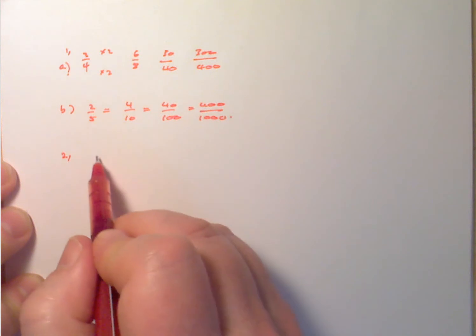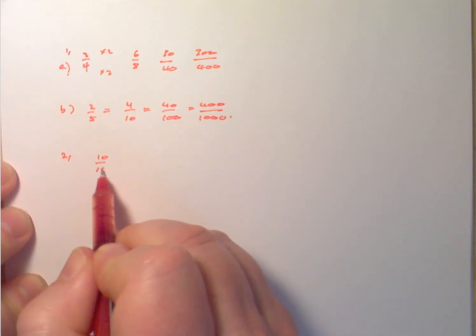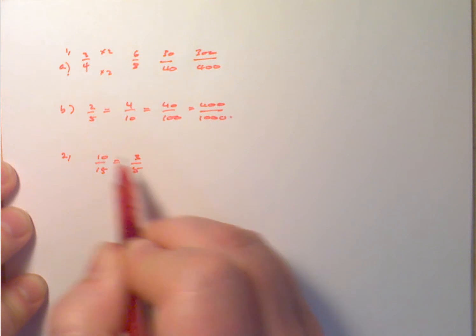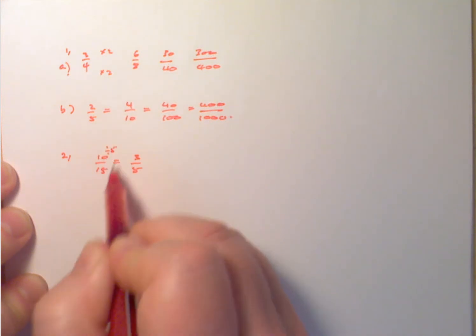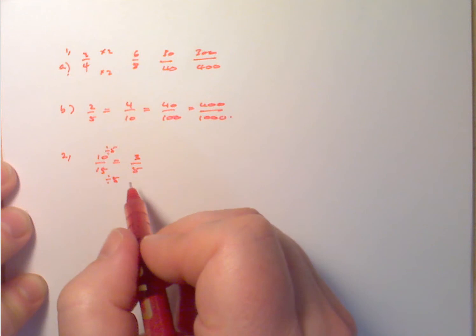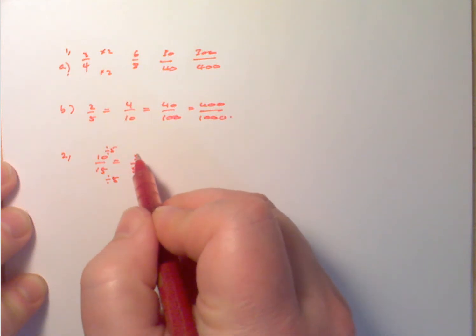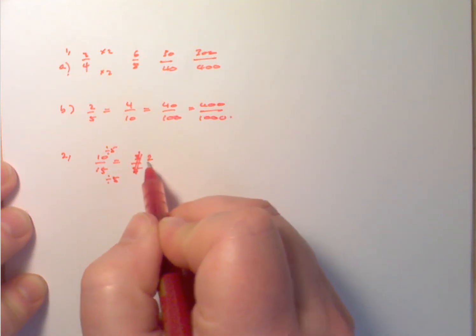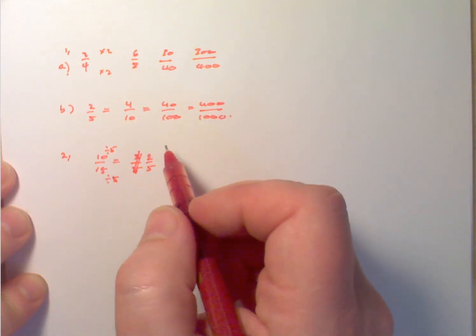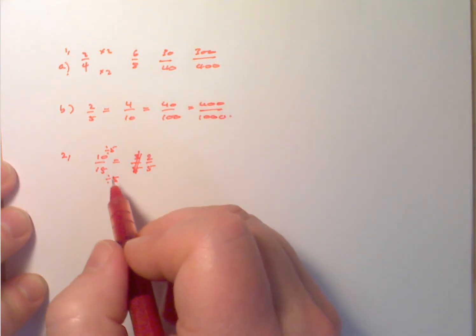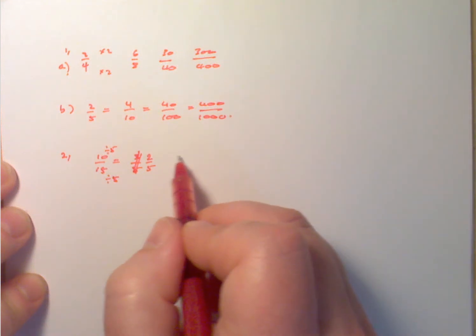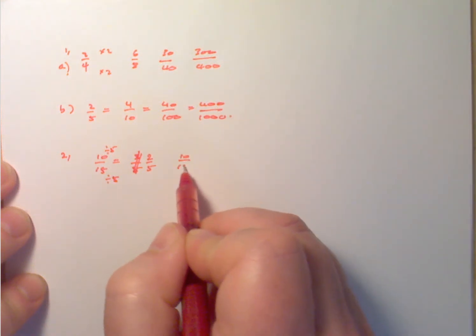So I've got 10/15, which cancels down to 2/5, because I can divide top and bottom by 5. And so that's 2 of them matched up. So you've got 10/15 goes with 2/5.